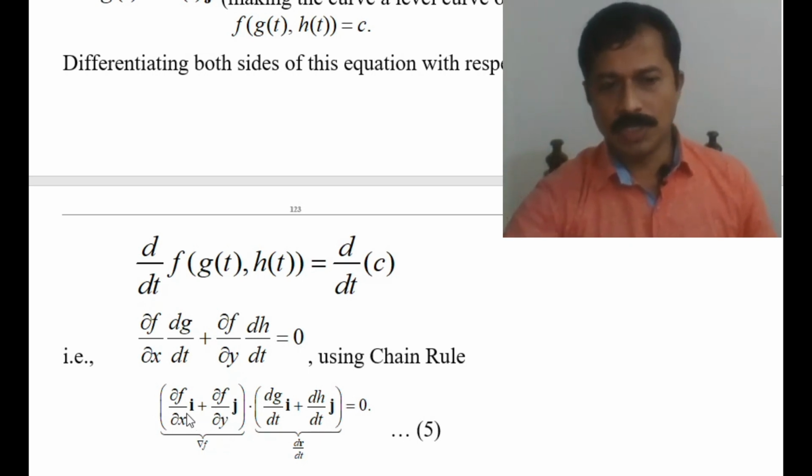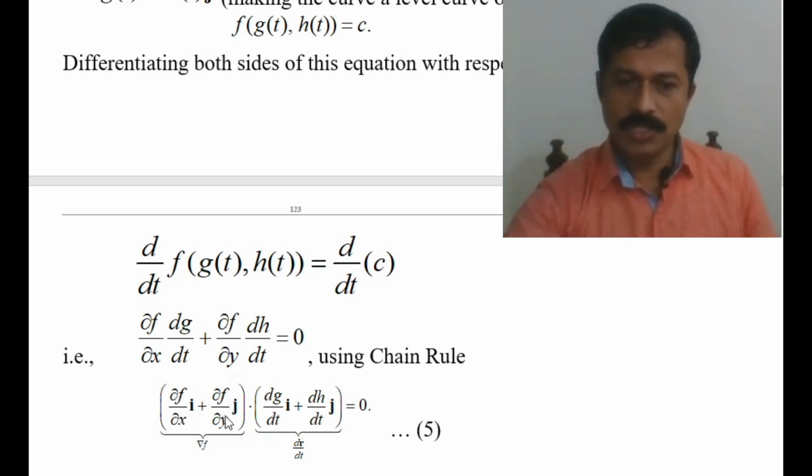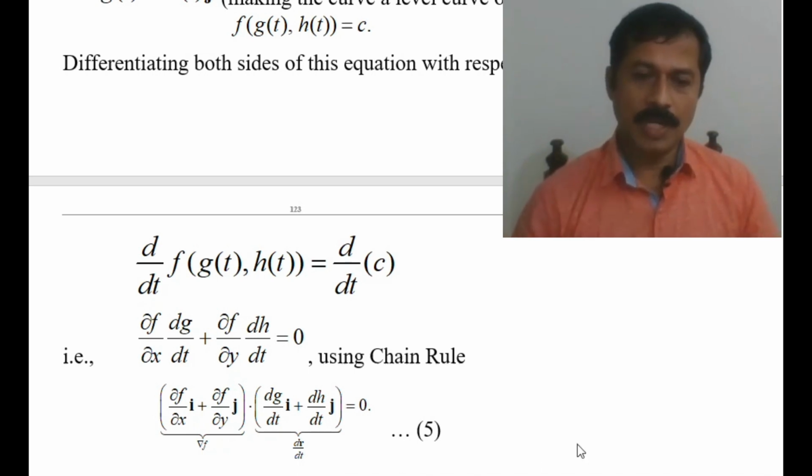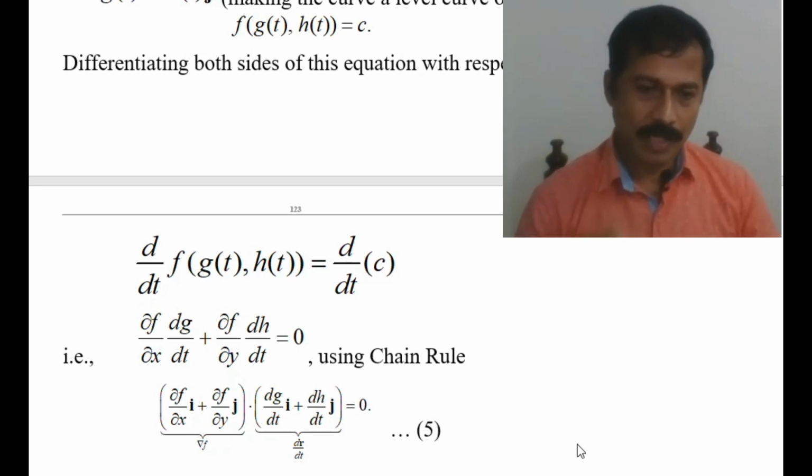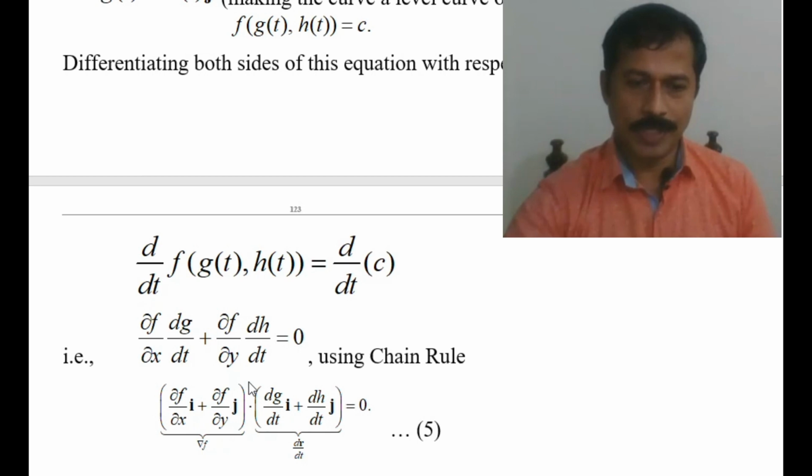Now what about del f by del x i plus del f by del y j? It is nothing but the gradient of f. And what about dg by dt i plus dh by dt j? It is nothing but dr by dt. What is dr by dt? dr by dt is the derivative of the vector valued function r at the given point. So the left hand side is the dot product of two vectors, del f dot dr by dt, and that is equal to 0.